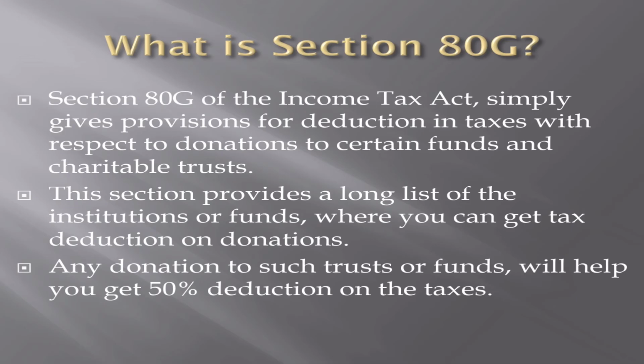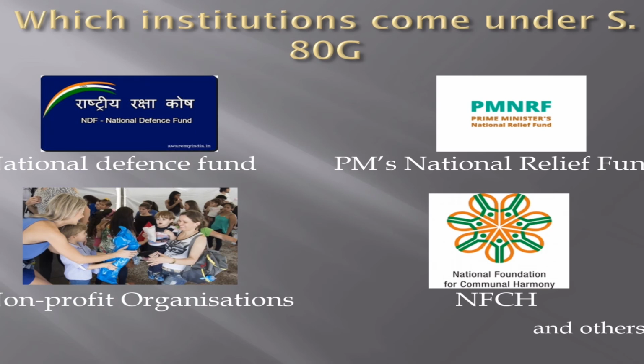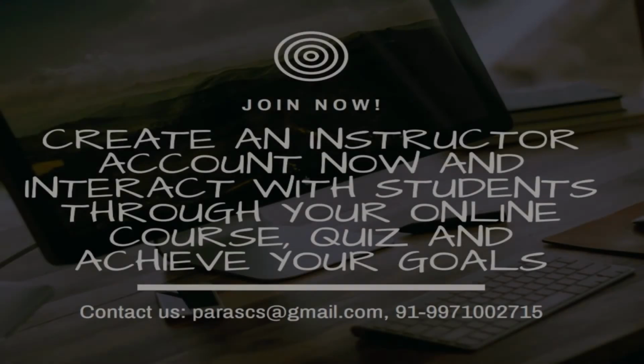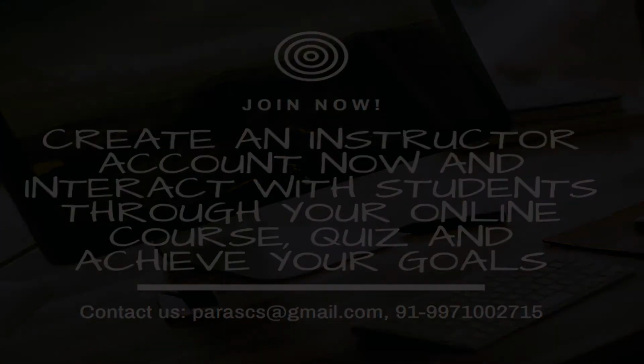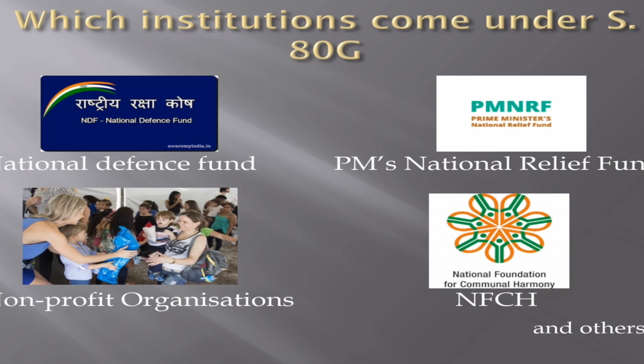What is Section 80G? Section 80G of the Income Tax Act simply gives provisions for deduction in taxes with respect to donations to certain funds and charitable trusts. This section provides a long list of the institutions or funds where you can get tax deduction on donations. Any donation to such trusts or funds will help you get 50% deduction on the taxes.